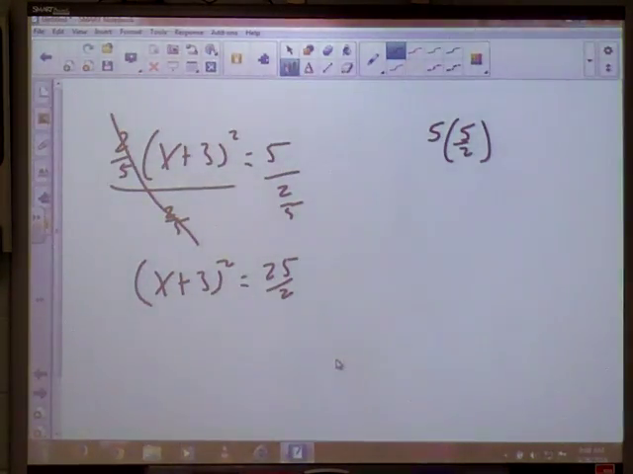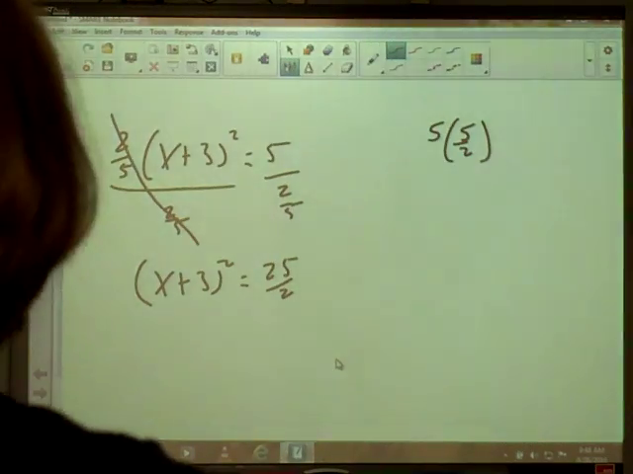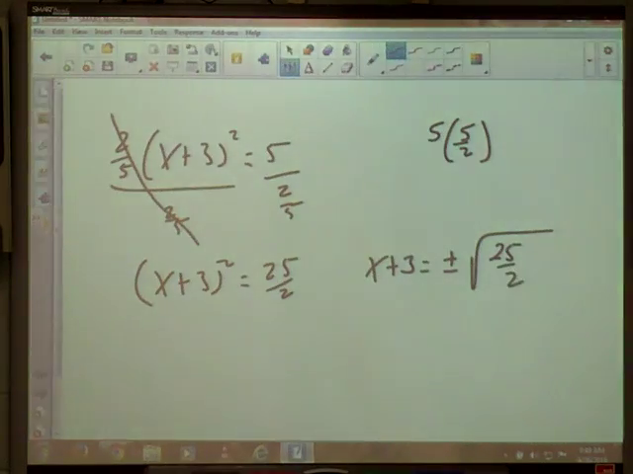Okay? Now, a lot of people will get to this step and they'll say, well, subtract 3 next. No, because that 3 is in the parentheses, and that whole parentheses is being squared. So what I need to do now is undo the squared. We talked a couple of problems ago about undoing the squared. How do you undo a squared? Square root everything. So that's going to give me x plus 3 equals a positive or negative square root of 25 halves.